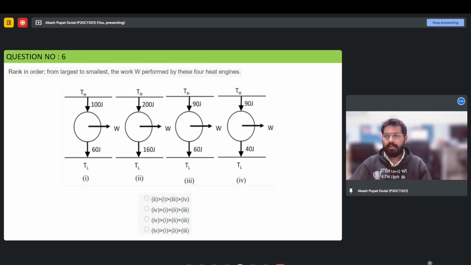Fine. The next question. Rank in order from largest to smallest the work W performed by these four heat engines. So four heat engines are given. They have TH and TL, T hotter and T lower temperature given. You need to compare their work done. Let's take 4 minutes to solve this question. And if possible, tell me the answer.